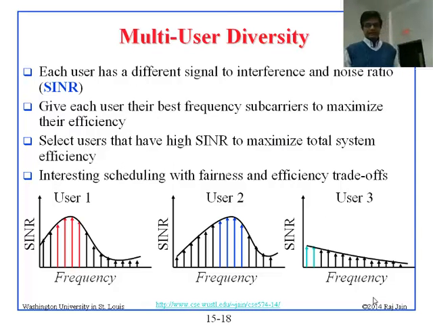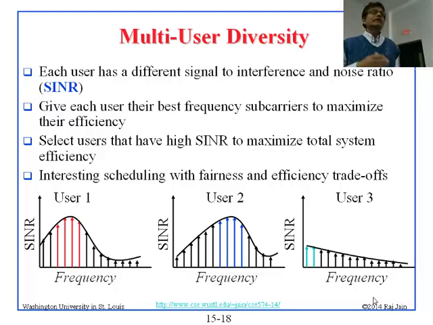So here is an example of giving the best. User 1 says this is my SINR. I have the highest signal to interference and noise ratio at these values. So they get the red carriers. This user says I have this form, and so they get the blue carriers. And this one says this, so they get the green carriers.